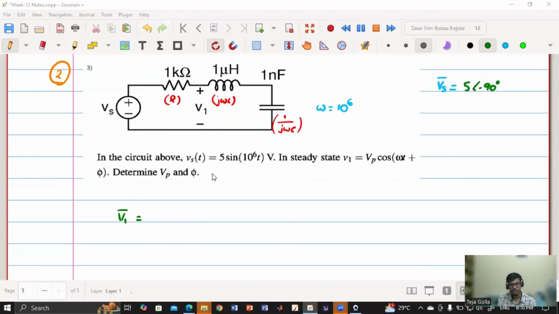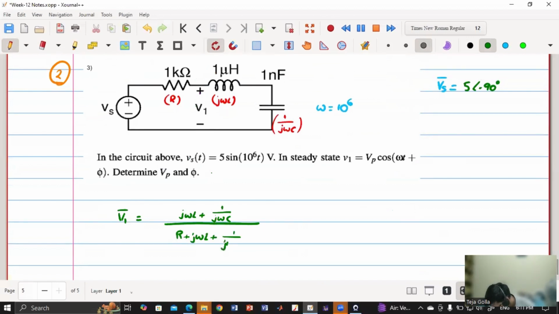We can apply the voltage division rule again. Now if I write the expression, V1 is j omega C plus j omega L plus 1 by j omega C, divided by R plus j omega L plus 1 by j omega C, into Vs phasor. If I simplify this, I get (1 minus omega square LC) divided by (1 minus omega square LC plus j omega RC), into Vs, which is 5 angle minus 90 degrees.